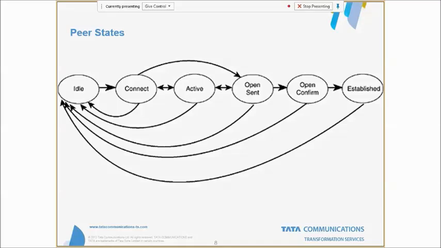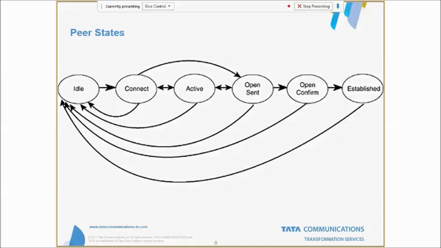From idle state, it goes to the connect state, where it tries to establish a TCP connection with its remote peer. As we discussed in the facts, it uses TCP services both to route the packets and for reliability. If the connection is successful, it goes to the next state, open sent. If it fails, it goes to the active state, where it again tries to re-establish the connection with its remote peer.